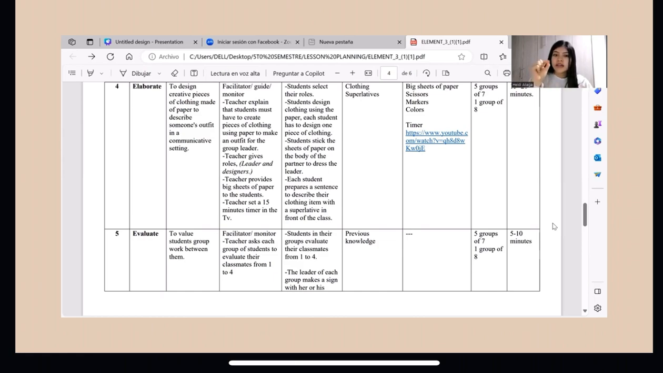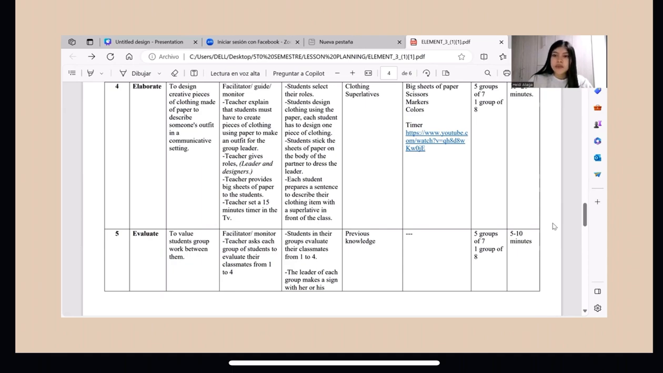So they start drawing the globe, and then with the scissors cut the globe, and then they stick the globes on the body of their classmate, in this case the leader. So at the end they will present and say he's using the worst or the best globes in the world to describe the outfit of the leader.